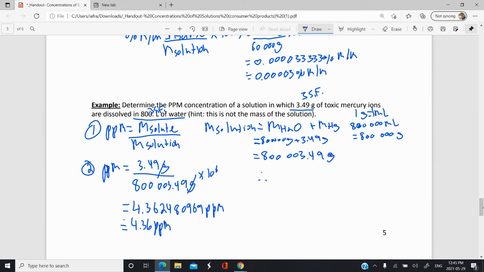So therefore, the concentration is approximately 4.36 ppm. And again, that was the 3 significant figures.